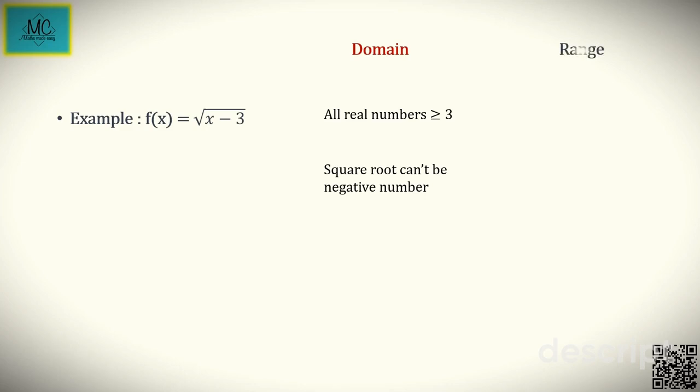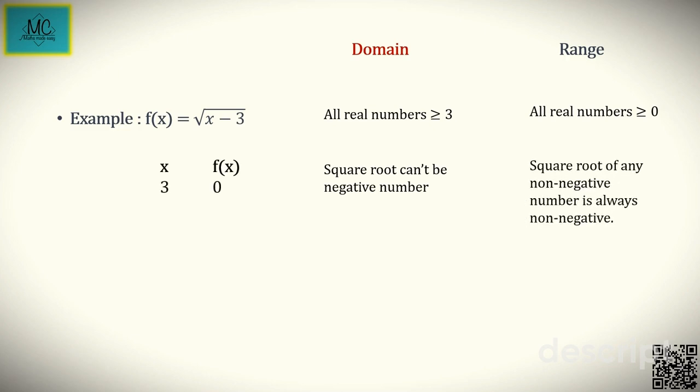Now, the range of the function is all the real numbers greater than or equal to 0, because the square root of any non-negative number is always non-negative. So, here's a table. For example, we start taking the x values and the answers will be like this. Note that we can only use values of x that are greater than or equal to 3, because if you try to use a value of x that is less than 3, we would end up taking the square root of a negative number, which is not possible with the real numbers.